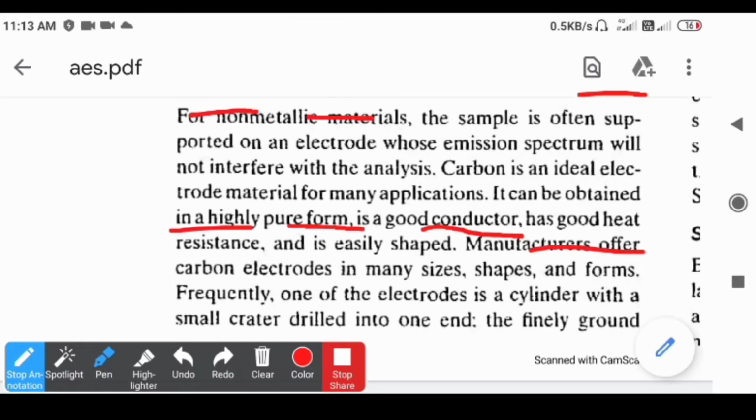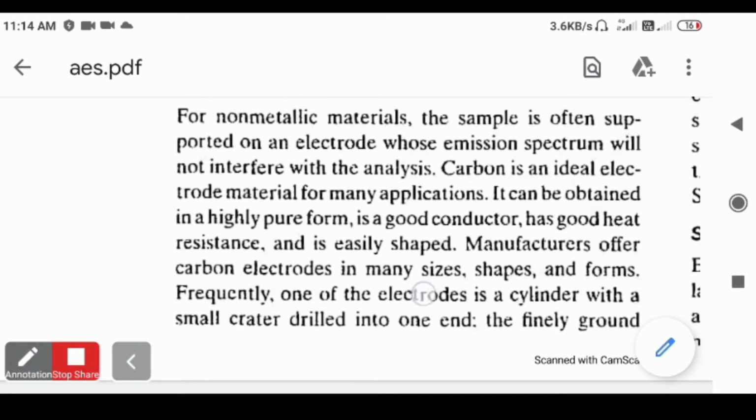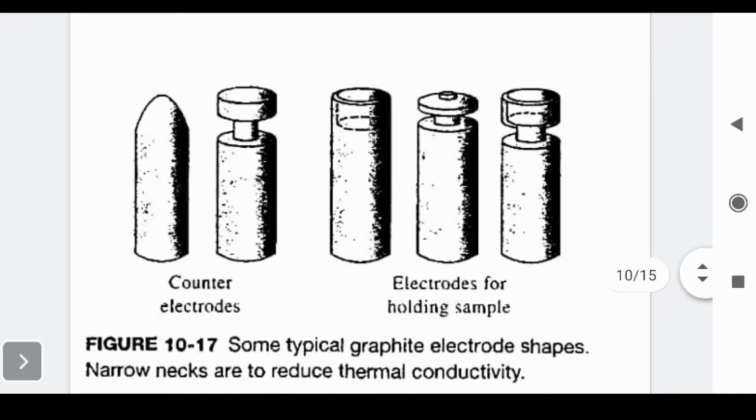For non-metallic estimation, we have seen that carbon is used as the ideal electrode because it is quite pure and available in pure form. It is also a good conductor of electricity. It has good heat resistance, and carbon can be easily shaped. So the manufacturer will provide various shapes of the carbon graphite electrode. Here we have seen some typical graphite electrode shapes.